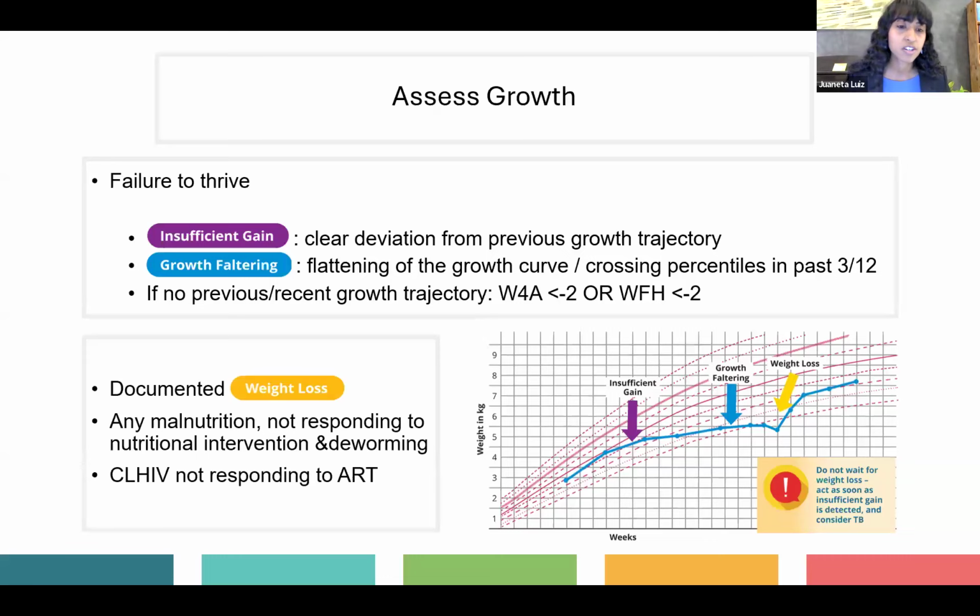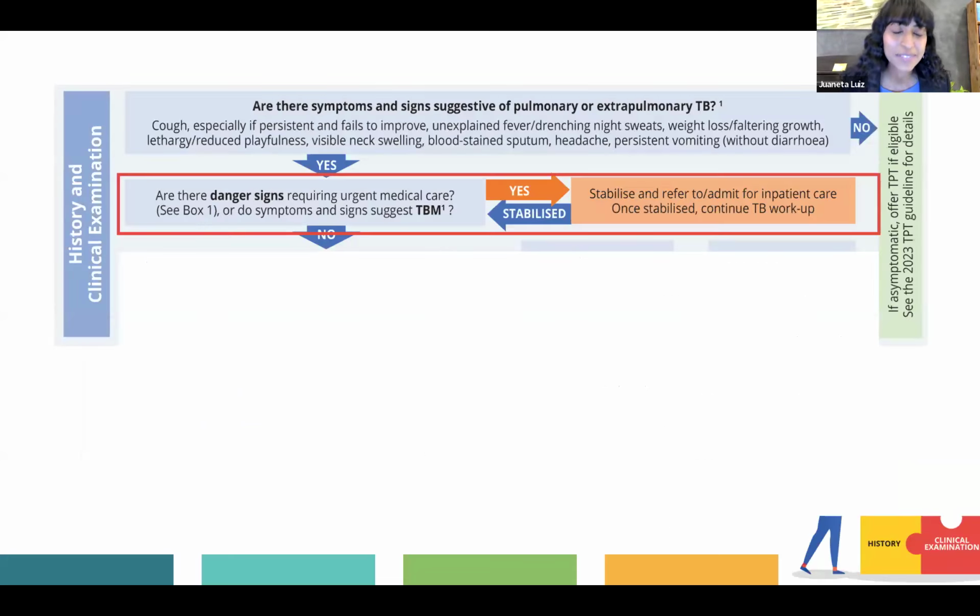And then we can go into documented weight loss. But also remember, children that have any form of malnutrition that's not responding to nutritional intervention and deworming, and children living with HIV not responding to ARVs should also be considered for TB. Okay, and then to speak to the danger signs, I've mentioned this prior, but the next part of the box is also reminding us to look for signs and symptoms of TBM.